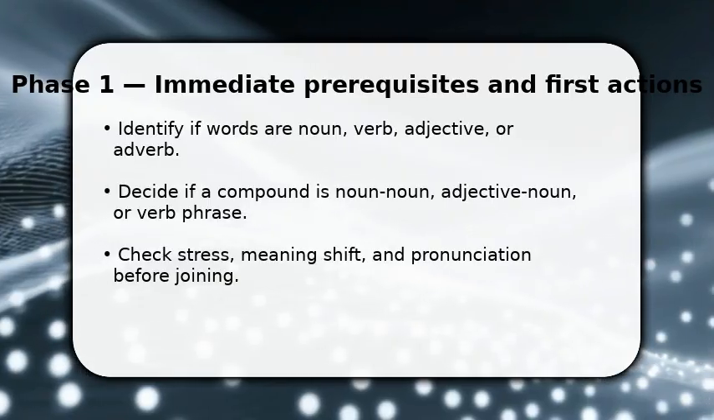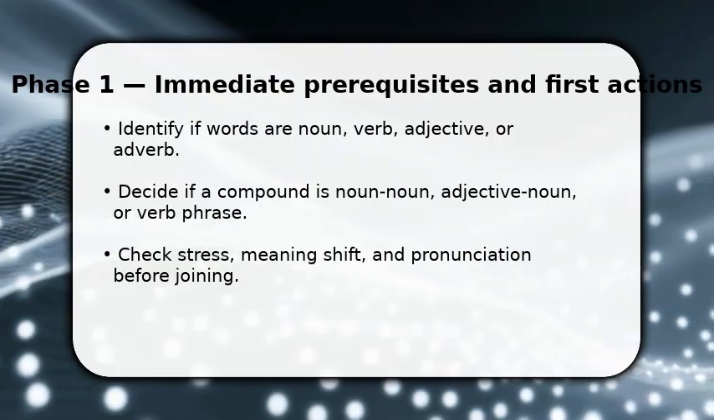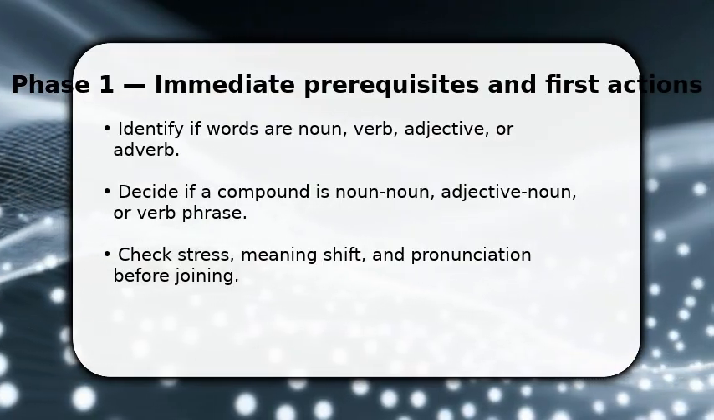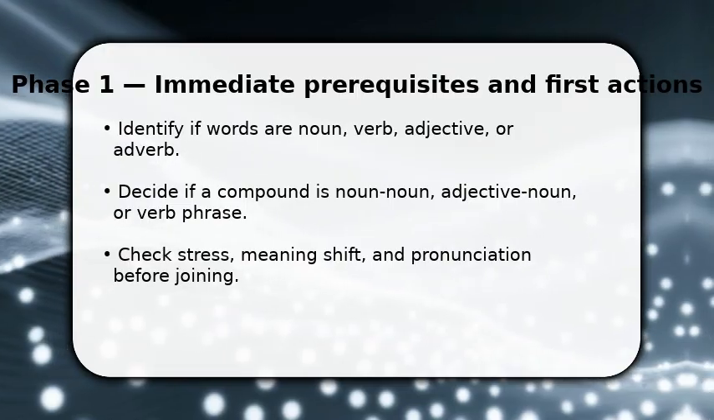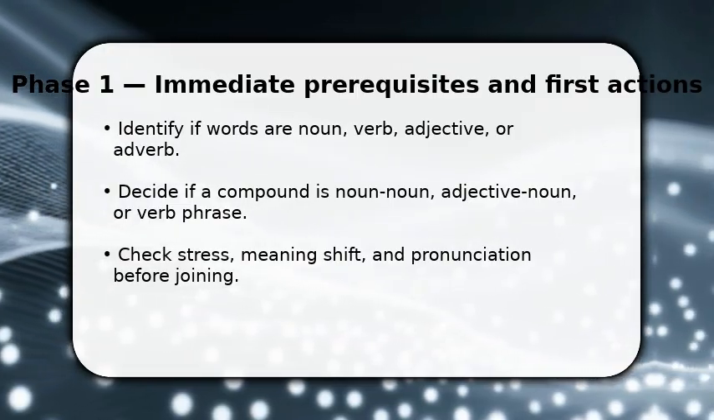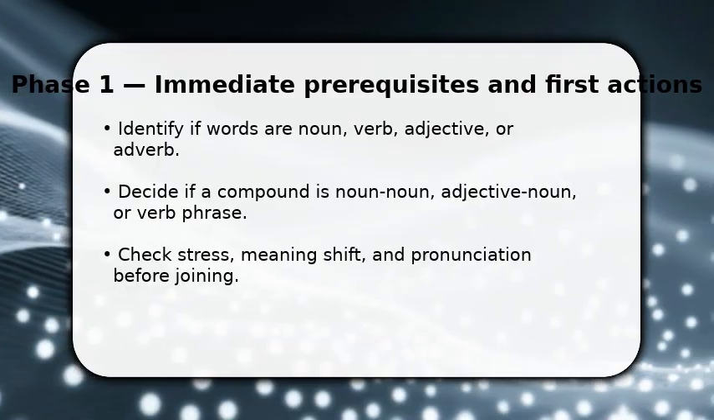You begin by checking the parts of speech. That matters because only certain combinations form natural compounds. First, pick the head word and the modifier. Once done, test meaning. Does combining create one concept?